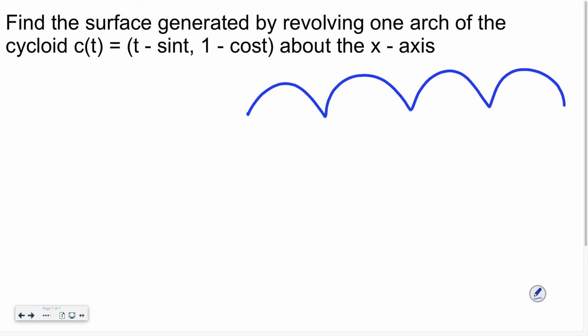Are you ever gonna make us do it around the y-axis? I don't know, but if it was about the y-axis, it would just be x instead of y.